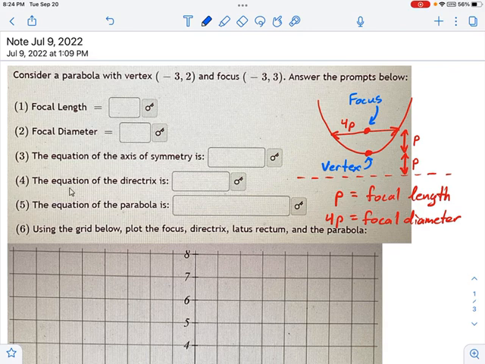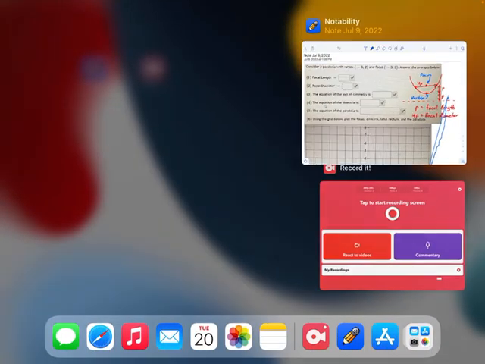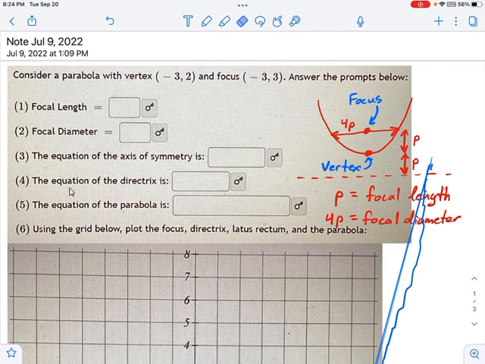Now we've got a couple other vocab words in here. We'll just bang those out. We've got a line. Whoa, that went bad. Let's try this again. We've got a line right here called the directrix. And this sits below the parabola. It sits outside the parabola.